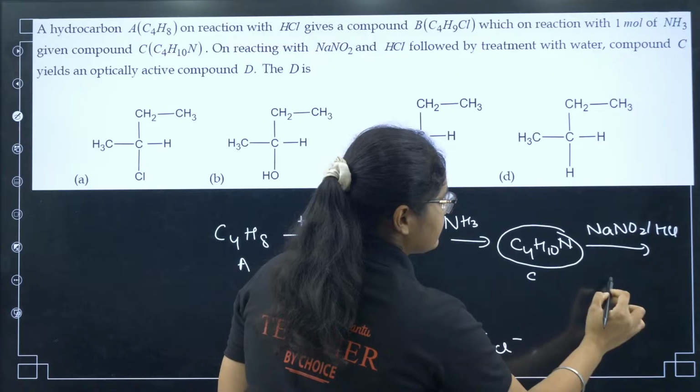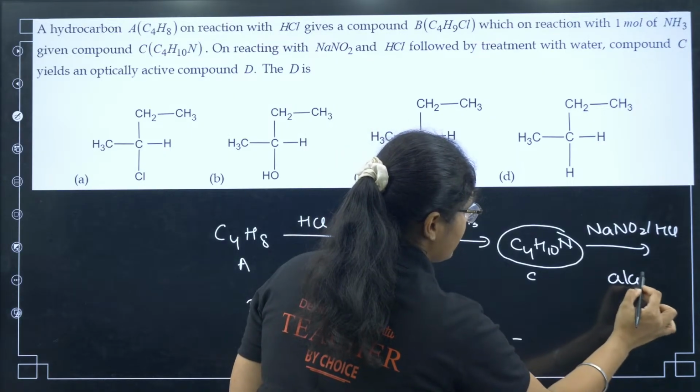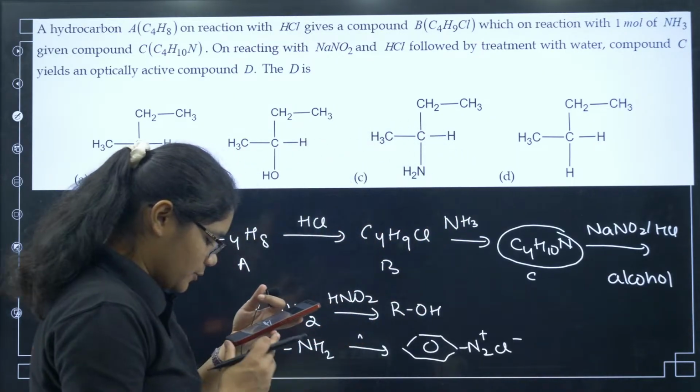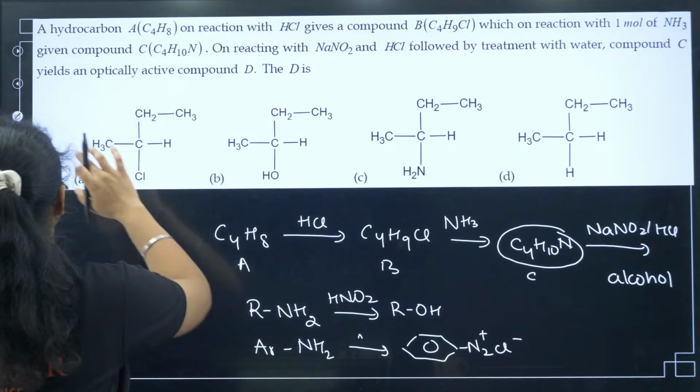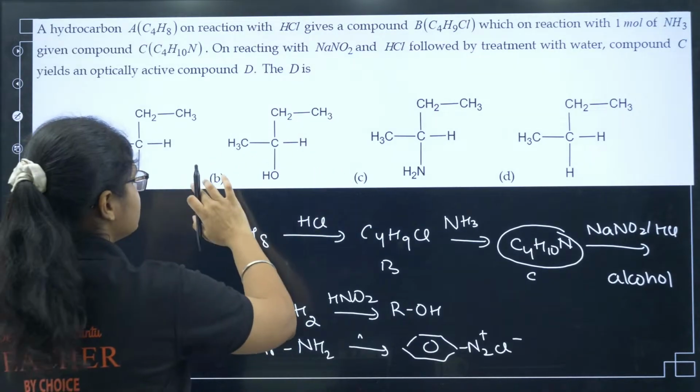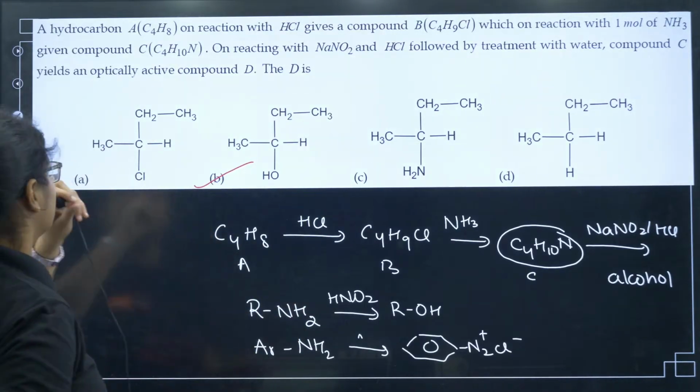If I treat it with nitrous acid, I will get one alcohol as the major product, right? So which option is having alcohol? You can see only one option is there with alcohol, so that is why option number B here.